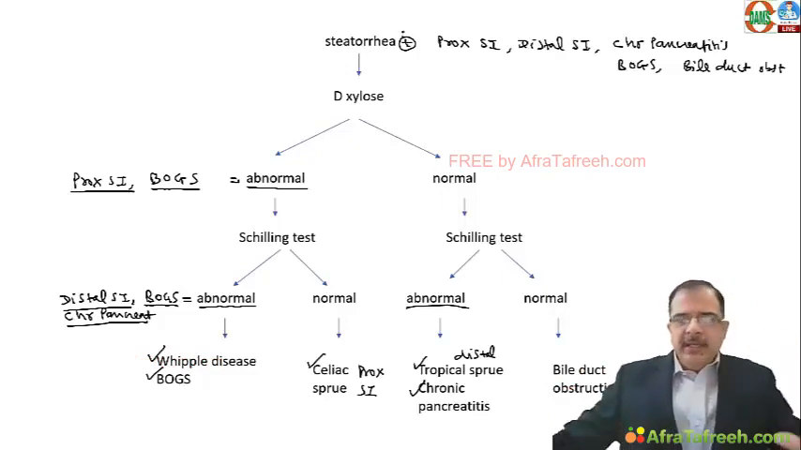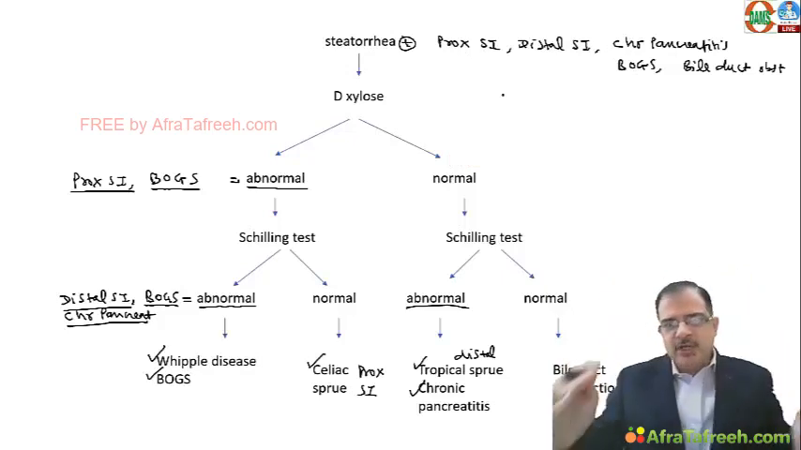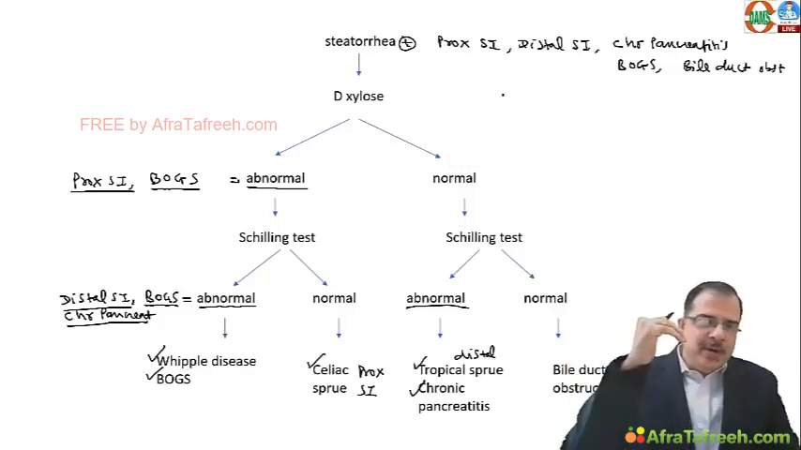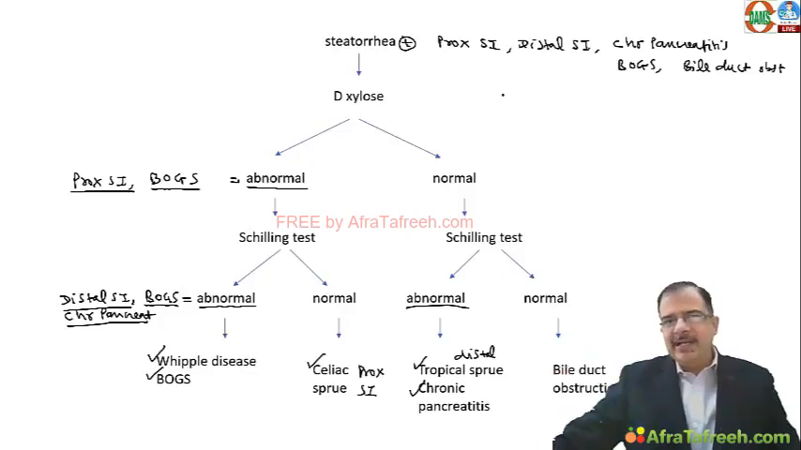So in a clinical case, if steatorrhea is positive, think of these 5 conditions and then make a flow chart in the rough and try to identify those investigation results given in your clinical case. So this is how to make a diagnosis of malabsorption. Now, this was the section of the GIT and liver.